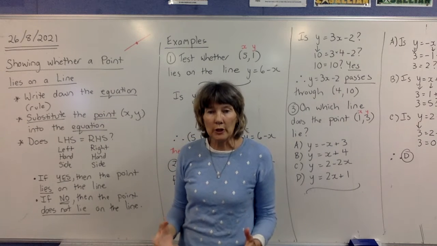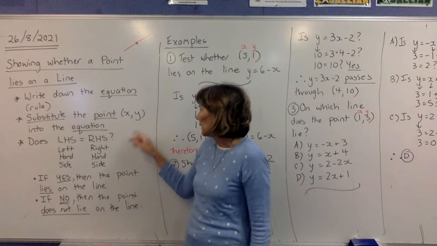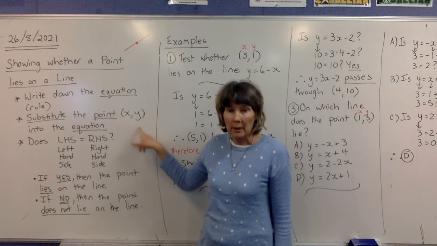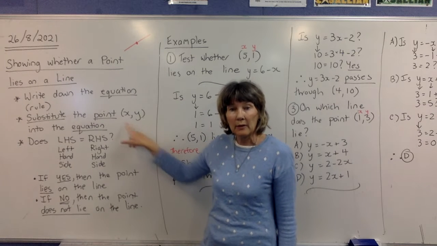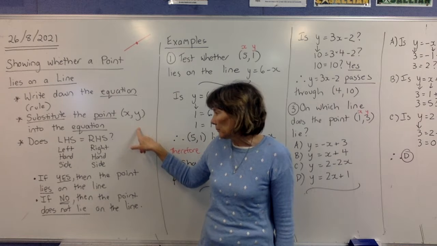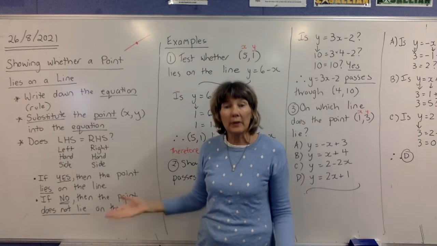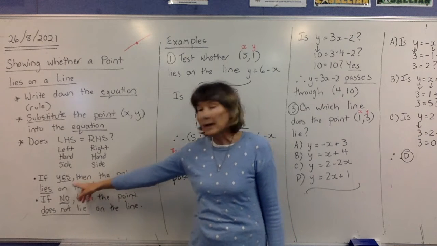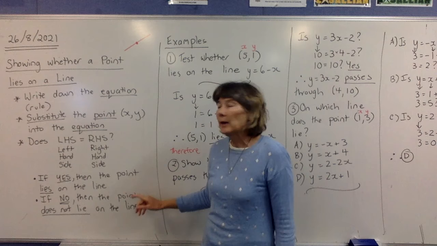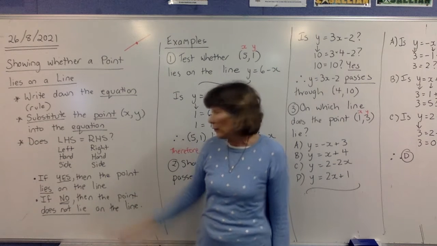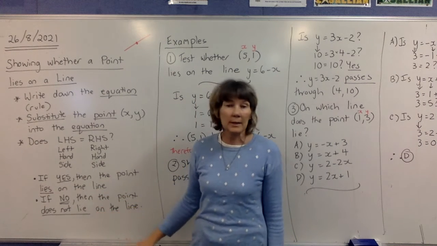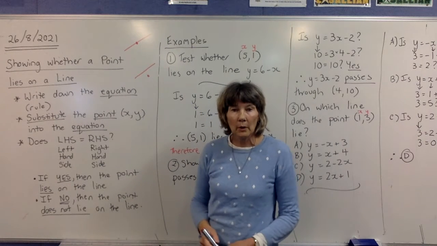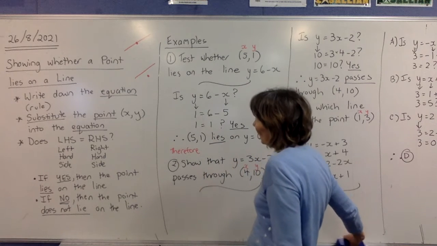and we phrase it as a question. Is this actually happening? Then we substitute the point, which is x and y. There'll be numbers there, so we're going to put those numbers in for x and y in the equation. Then we're going to find out whether the left-hand side of the equation does equal the right-hand side. If we get an answer of yes, it does, then the point lies on the line. If we get an answer of no, then the point does not lie on the line. So it might look like this. That's the difference in what we're looking at here.